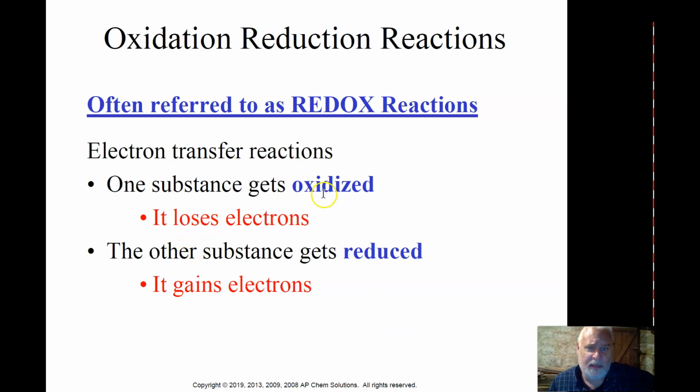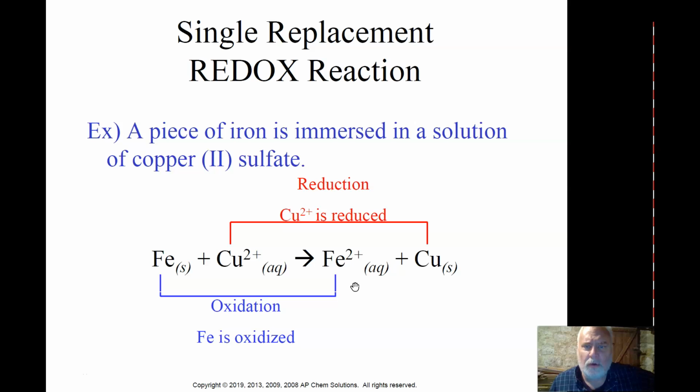oxidation reduction. Now, oxidized loses electrons. Remember LEO the lion, lose electrons, oxidation. Gain electrons, reduction. GER. That's what the lion says. GER. And that GER will get you on the right track. Okay, so going to an equation like this.